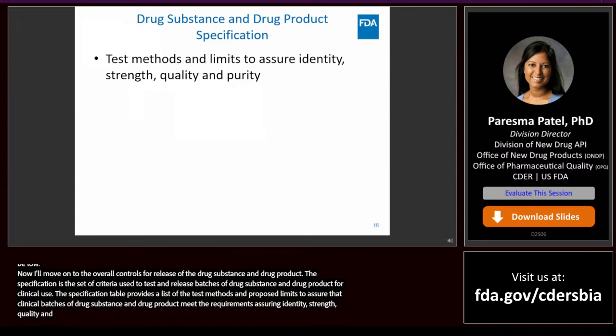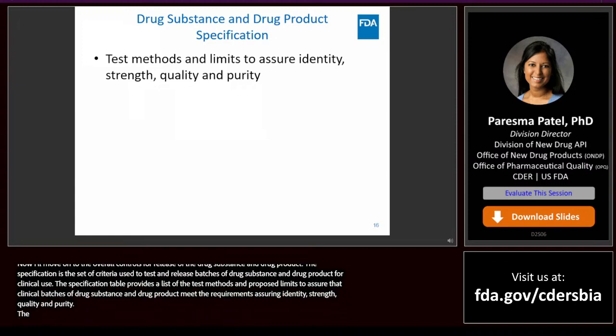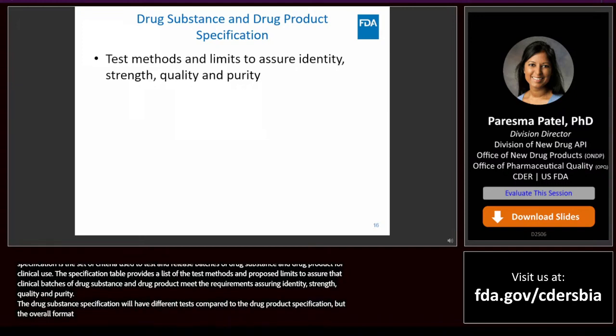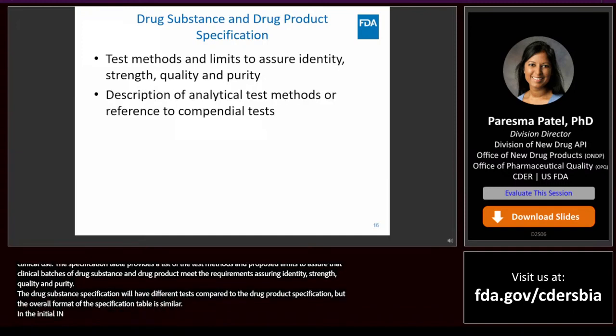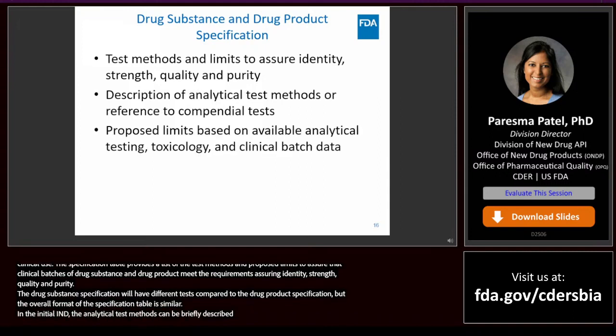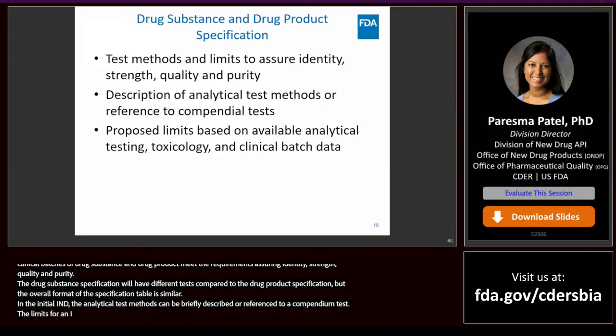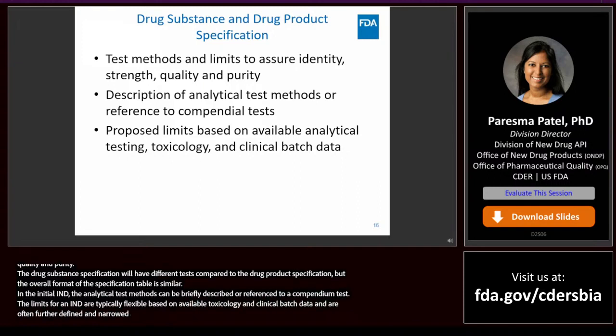The drug substance specification will have different tests compared to the drug product specification, but the overall format of the specification table is similar. In the initial IND, the analytical test methods can be briefly described or referenced to a compendial test. The limits for an IND are typically flexible based on available toxicology and clinical batch data, and are often further defined and narrowed as development proceeds and nears commercialization.